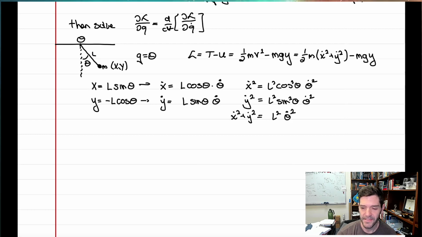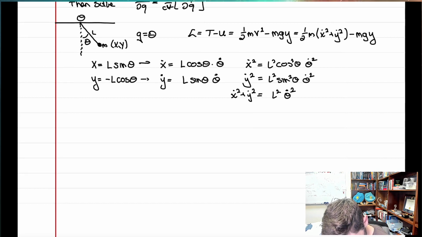And if you're thinking that's kind of what I anticipated from polar coordinates, because it's restricted to always be a distance L away from the origin, exactly, right? We could have also started in polar coordinates and written down the velocity that way. Then the velocity squared would have been r dot squared plus r theta dot all squared. But since r is not changing, it would have just become what I wrote down.